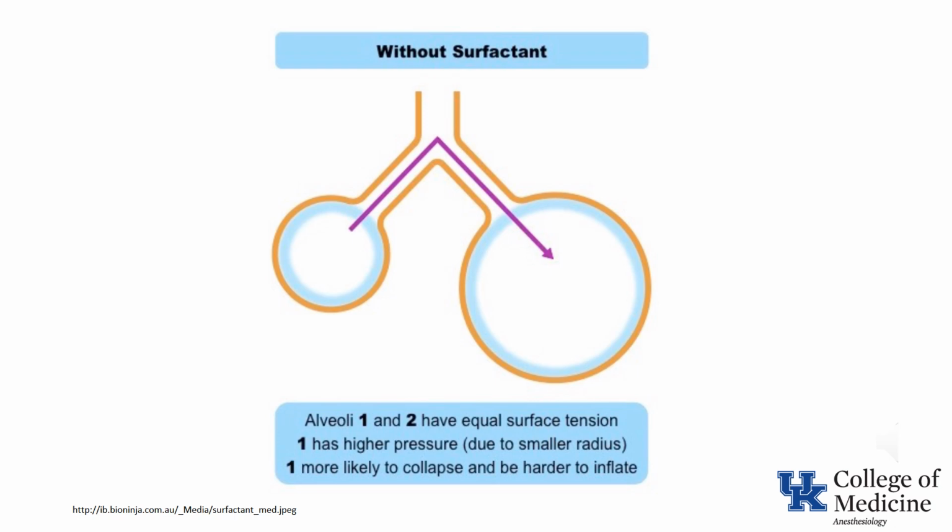This illustration demonstrates the effect of LaPlace's law on lung units. As noted in the caption, the smaller lung unit would have a higher pressure, which would result in transfer of gas from the small alveolus to the larger one.